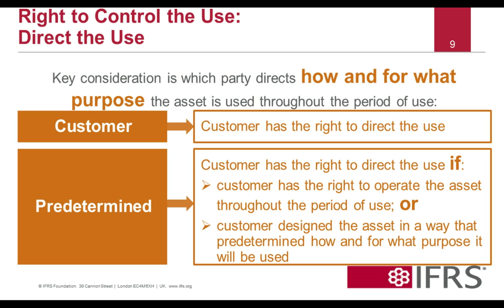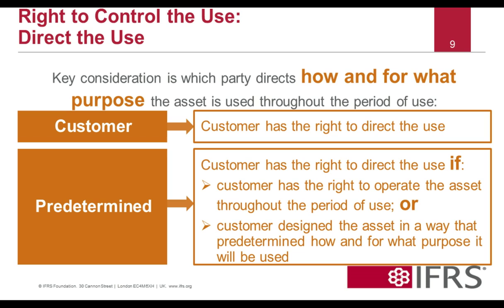The key thing here is to determine who directs how and for what purpose the asset is used during the period of use in the contract. If the supplier directs how and for what purpose the asset is used, then the supplier controls the asset and the contract does not contain a lease. However, if the customer directs how and for what purpose the asset is used during the contract, then the customer effectively has the right to direct the use of the asset, and this criterion is satisfied.